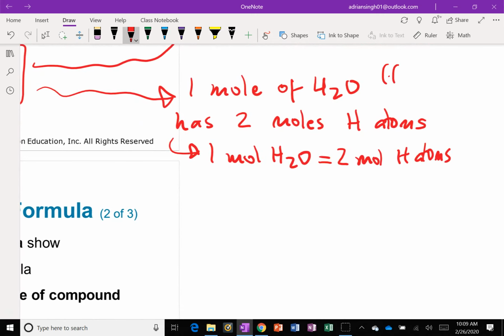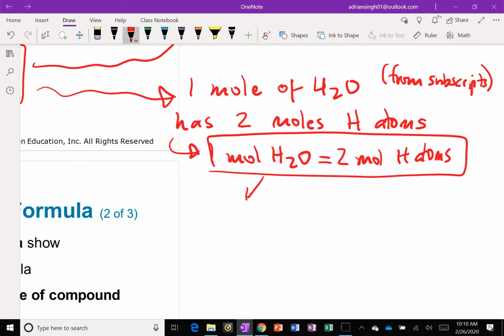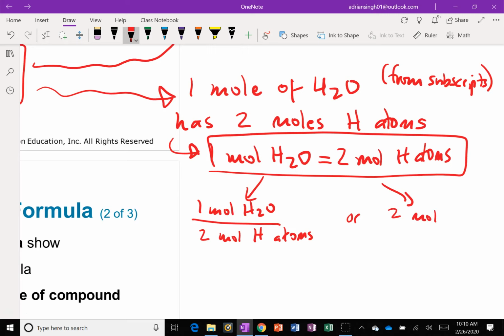Right, and again, this is coming straight from the subscripts. You don't have to think too hard about it. Just look at the chemical formula, and you get that mole to mole ratio. That's an equality, which means we can come up with 2 conversion factors. So we have 1 mole of H2O for every 2 moles of hydrogen atoms, and then we can flip that. We get 2 moles of hydrogen atoms for every 1 mole of water.